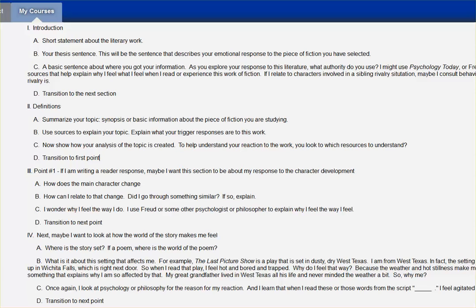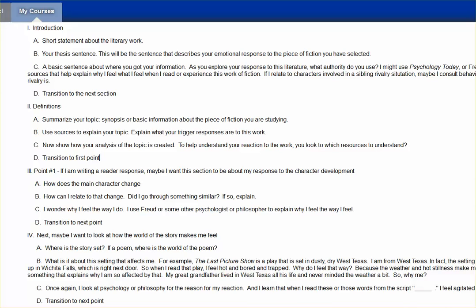So one way to move beyond plot summary is to think about how I feel when I read a certain piece of literature. How do I feel about the characters? And then I ask myself, why do I feel that way? And I find those answers by studying psychologists, by going in depth about the reason that I feel the way that I feel.